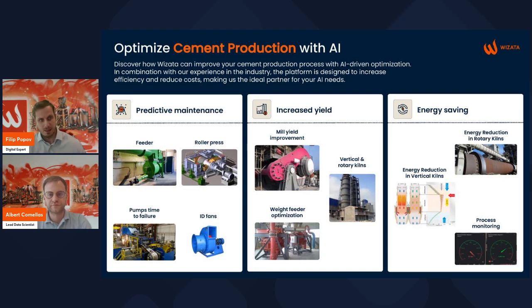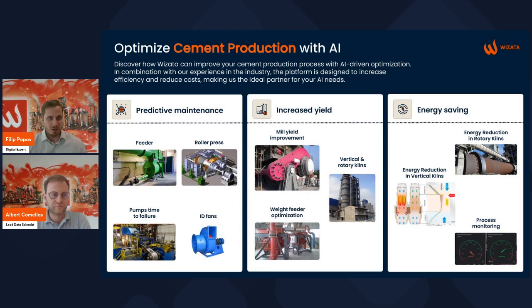The second, but not any less important deliverable, is increasing the yield. So optimizing mills and kilns, excuse me, to boost production output. Very clear return on investment there, right? And of course, energy saving, reducing energy use in rotary and vertical kilns and entire production processes.